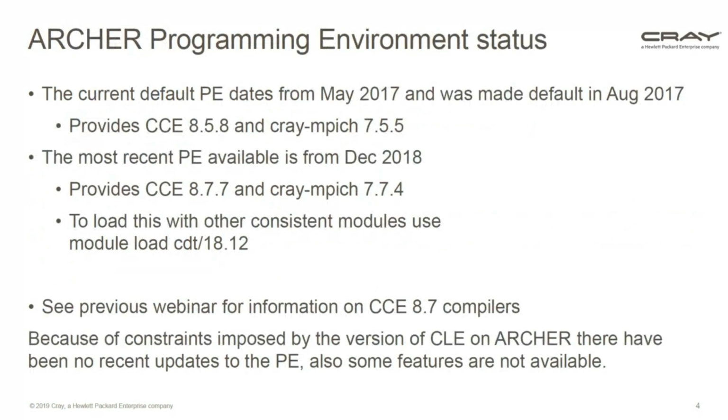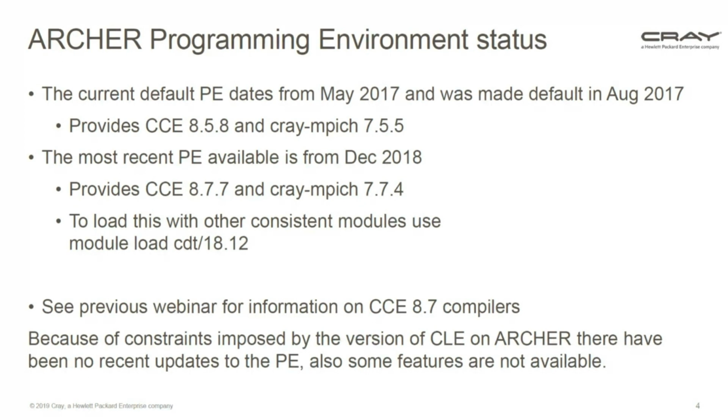The current programming environment on ARCHER dates from 2017, and it provides version 8.5 of the CCE compiler, so CCE 8.5.8, and the MPI, which comes from a package called Cray MPICH, version 7.5.5. There is a more recent environment, which is not the default, that's available, and this is from December 2018. That provides the 8.7 version of the compiler, so 8.7.7, and a more recent Cray MPICH.